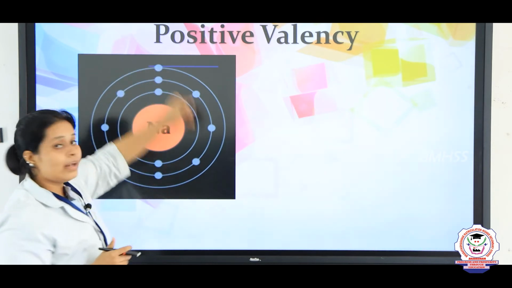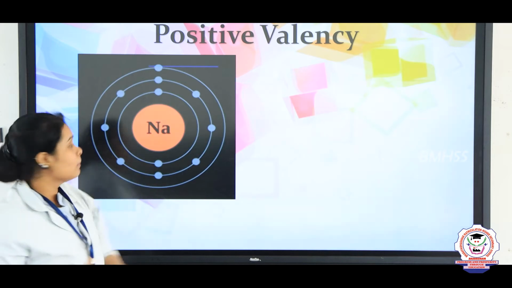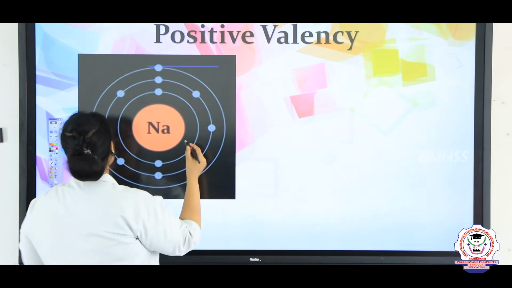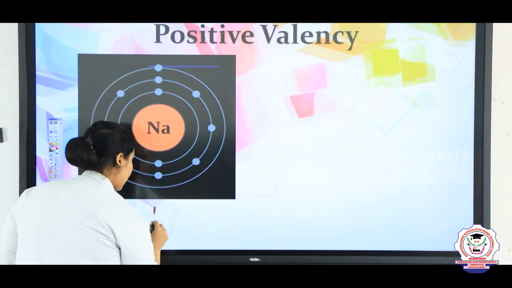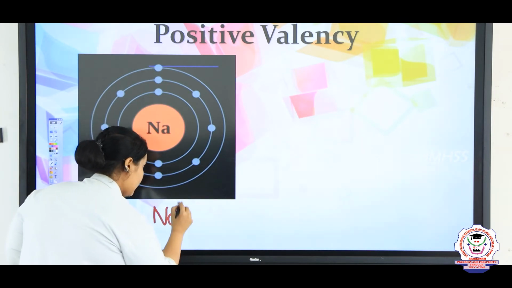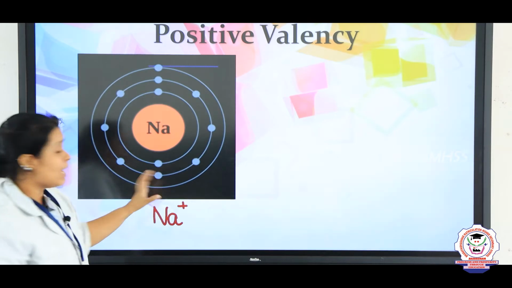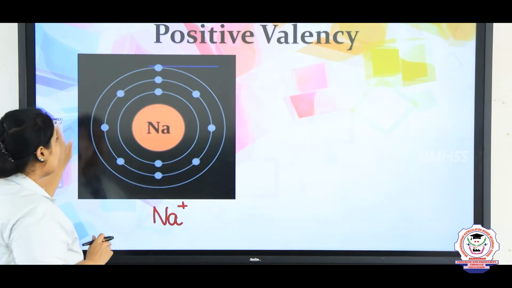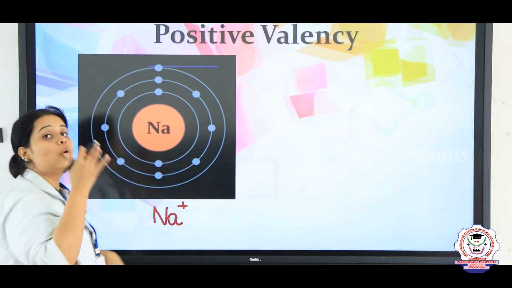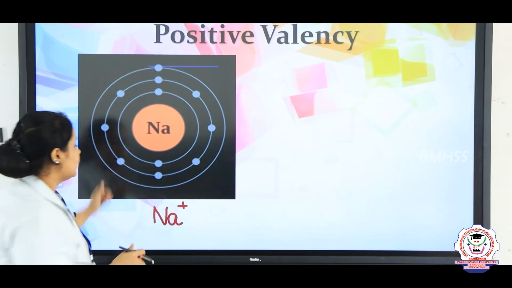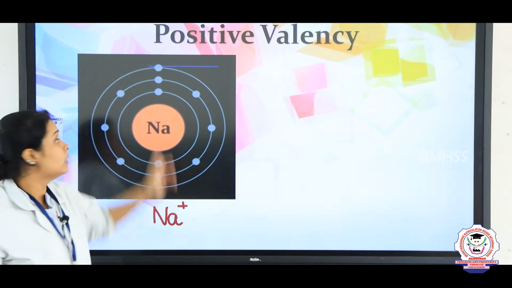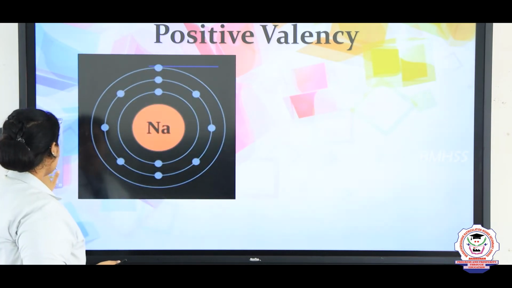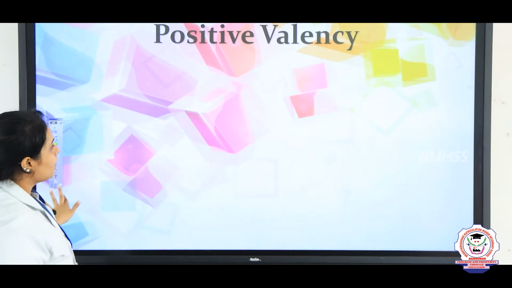So when only 1 electron is there in the last shell, if it removes that 1 electron, it will become Na plus. That means it has removed an electron, okay? This is known as a monovalent valency. Why monovalent? Because here only 1 electron went, right? Yes. Now let's see the second example.